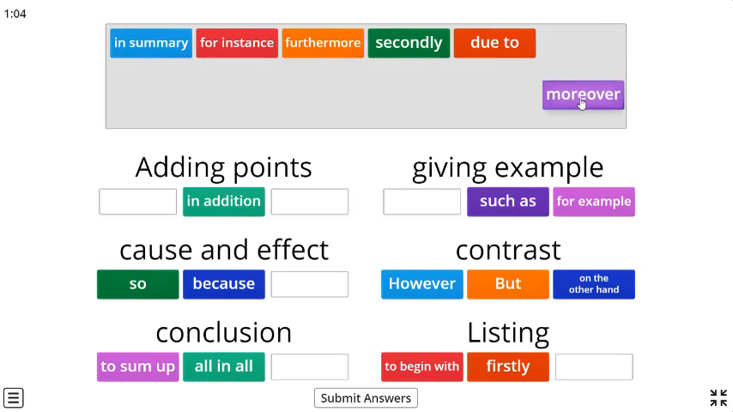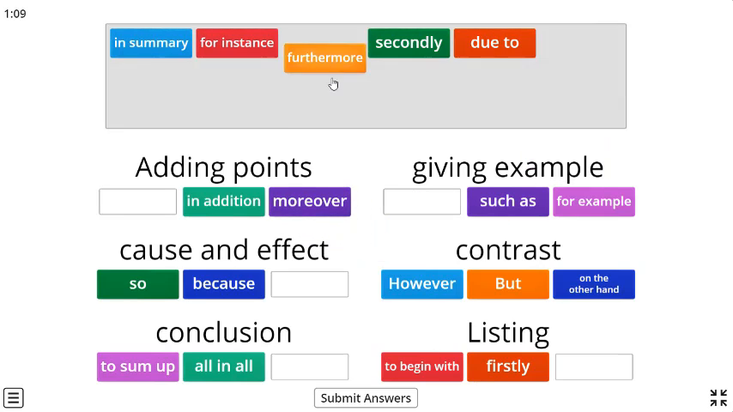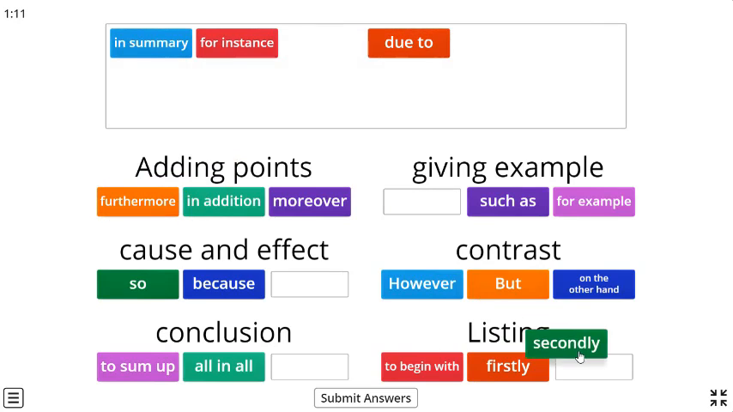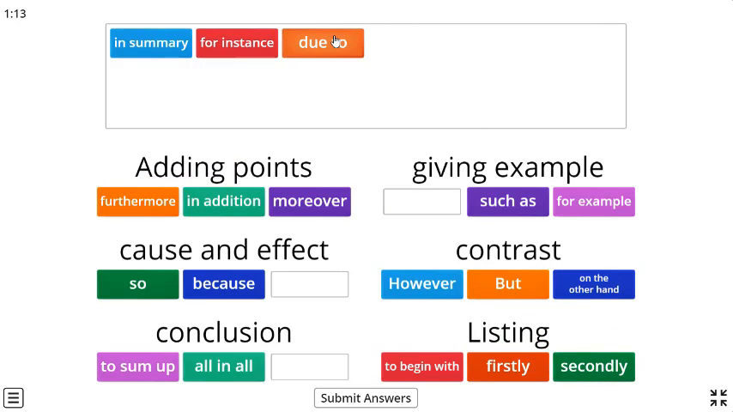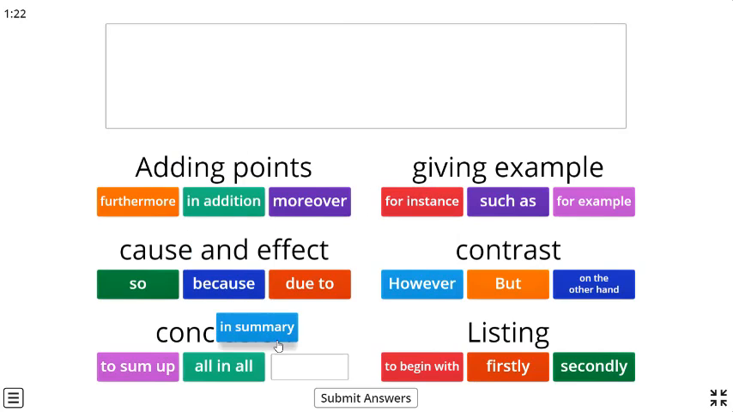Moreover, to add points. Furthermore, the same. Secondly, to list. Due to, it's for cause and effect. For instance, to give example. And the last linker here is in summary, and it is used to conclude. Let's verify.